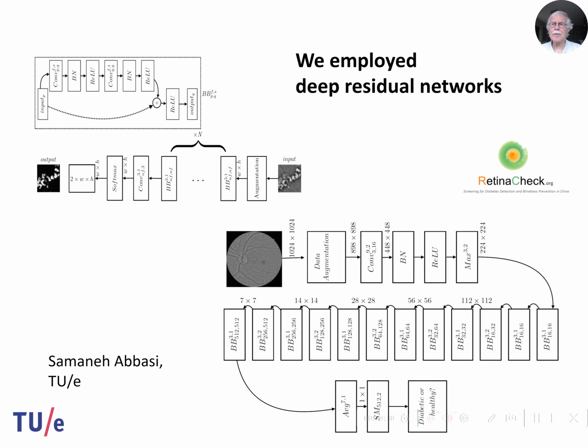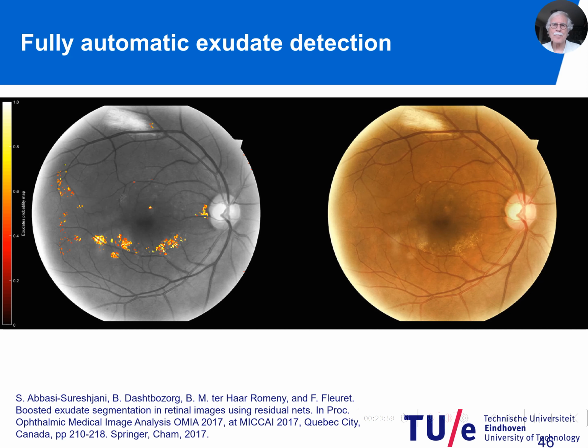Well, we employed deep residual networks. These are networks with a specific feedback loop, and we were quite successful in applying these networks. They are concatenations of specific blocks, and we trained these blocks with all the images that we acquired from our screening program. And we managed to get fully automatic exudate detection.